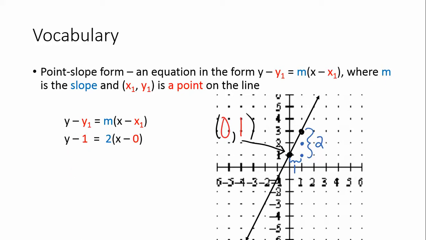One thing I want you to pay attention to here is to be very careful with your signs when we're working with point-slope form. The formula itself has a subtraction sign, but notice that the number 1 is positive. It makes it look like it's a -1, but that's because of the subtraction sign in the formula. So it's y minus +1 equals 2 times the quantity of x minus 0. So we've written the equation for this line in point-slope form.